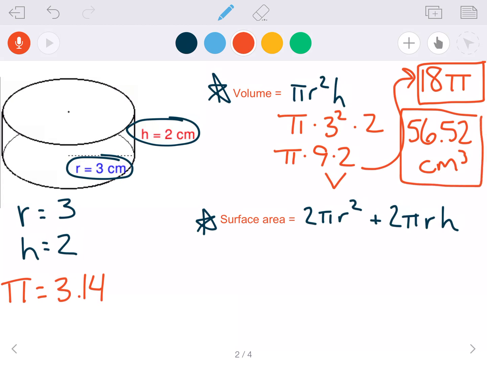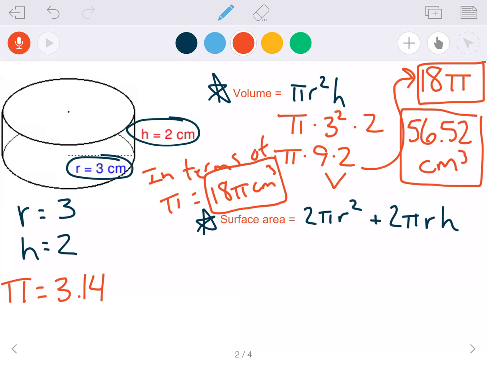So my final answer would be that. Again, if we wanted the answer in terms of pi, what that would look like is 18 pi centimeters cubed. It does not matter either way, but you might be asked to put it in terms of pi. And again, all that means is you're ignoring pi until the end.